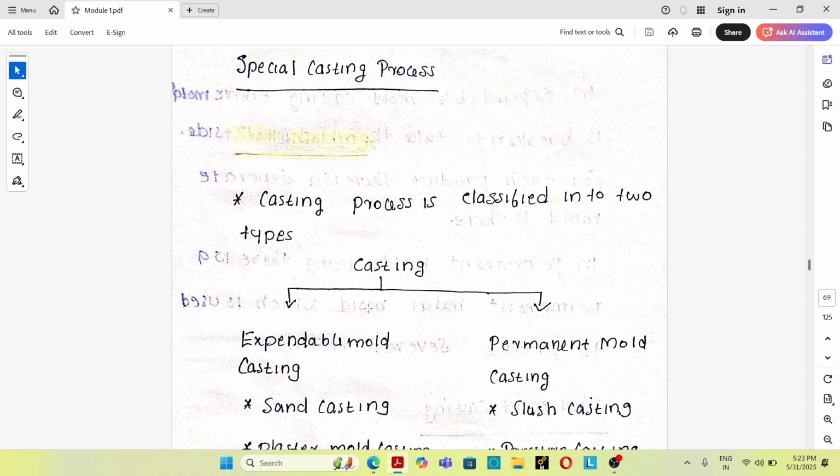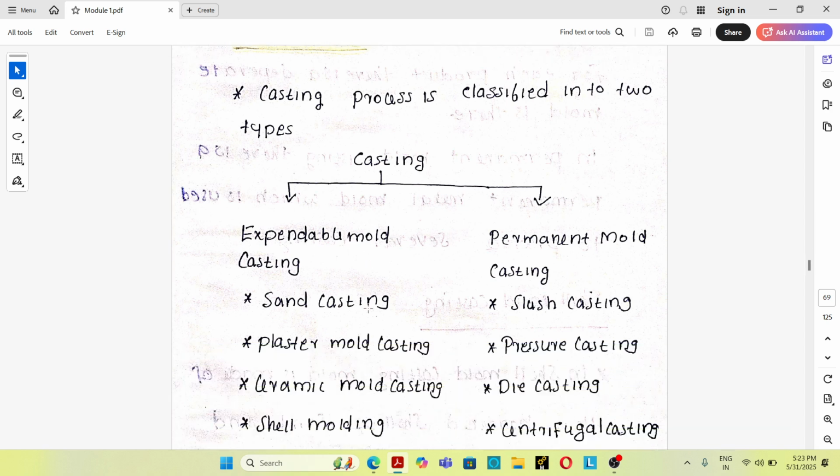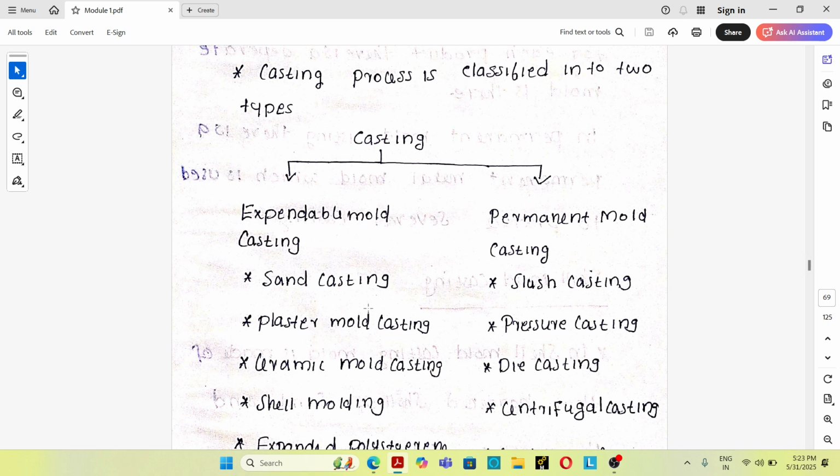In the case of the expendable mold casting process, after the casting has solidified, the entire mold is broken or destroyed and the casting is taken outside. So for each individual casting, there will be a separate mold. In the permanent mold casting process, there is a permanent metal mold which is used for producing 1000 castings. So that's the difference between expendable mold casting and permanent mold casting.